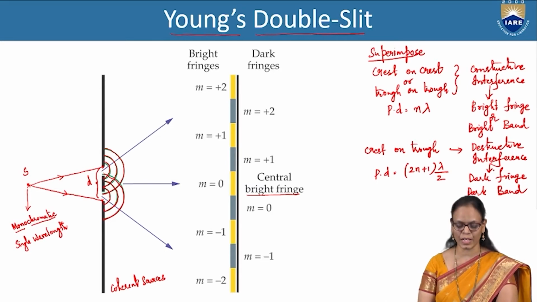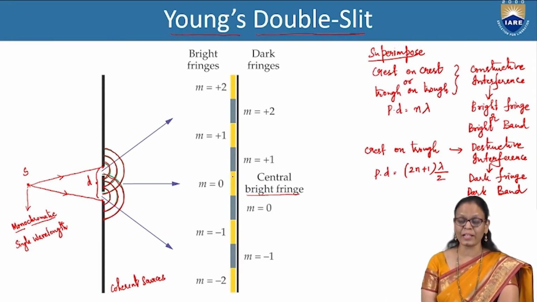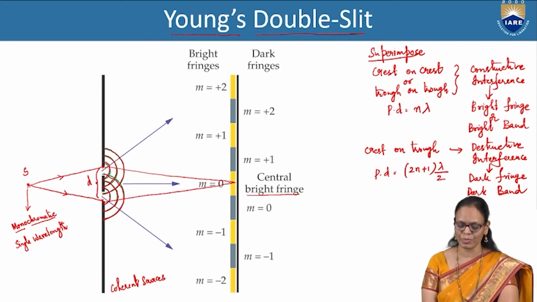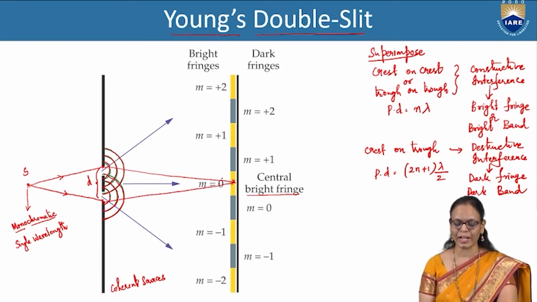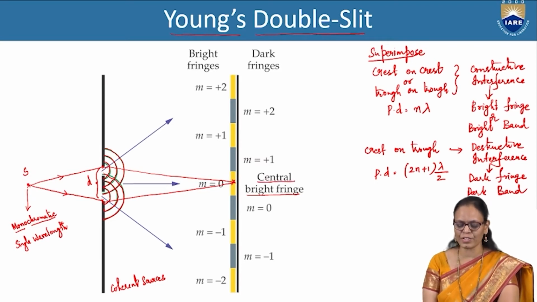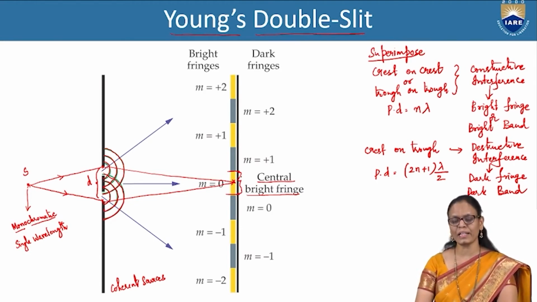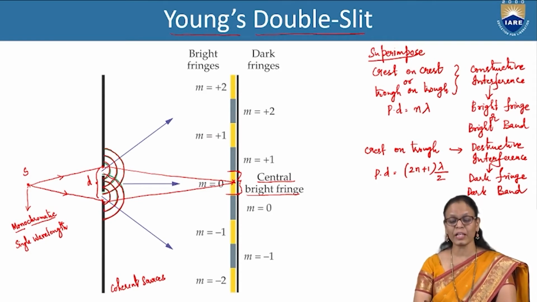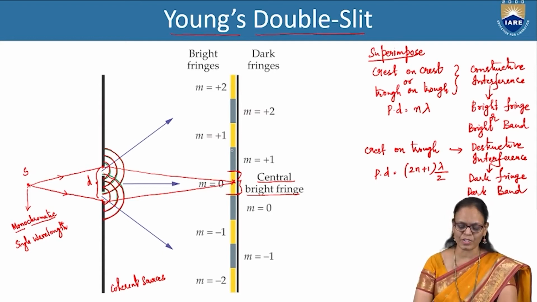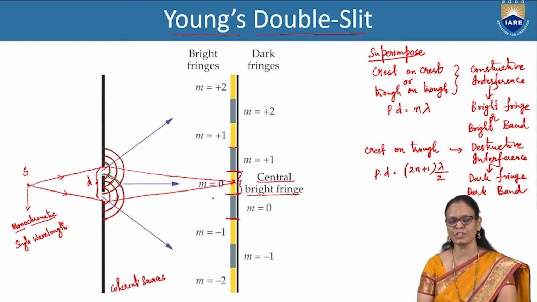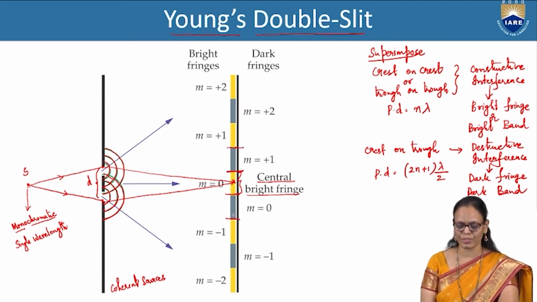So what we observe here is that the point at the center, because these waves travel the same path to reach the point here, will arrive in phase. So the central fringe is always a bright fringe. Whatever you see in yellow is the bright fringe. Now on either side of the bright fringe, in the interference pattern, you will have dark fringes. So this is a dark band. This is a bright band or a bright fringe. This is a dark fringe.